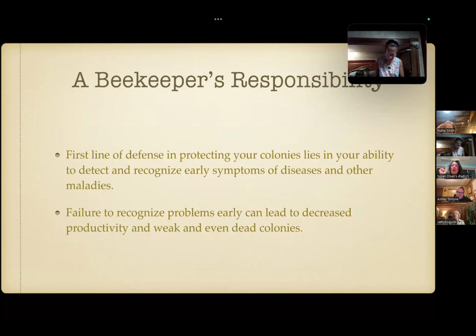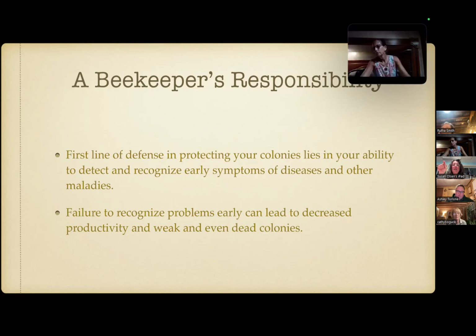Okay. So you're starting to keep bees. You're buying your woodenware. You're investing your time. You're setting up your hives. You're purchasing bees. As a beginning beekeeper, this is the part I didn't think about. What is my responsibility? My first line of defense of protecting the colonies lies in your ability, when you're looking at your hives, to be able to detect and recognize early symptoms of diseases and other issues.